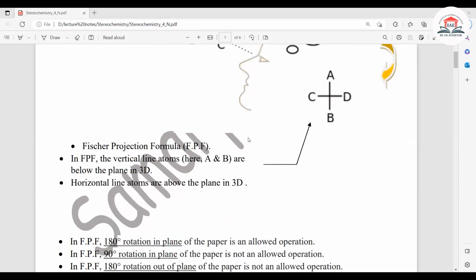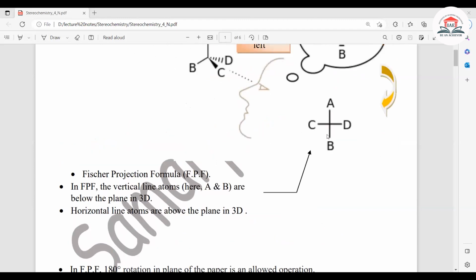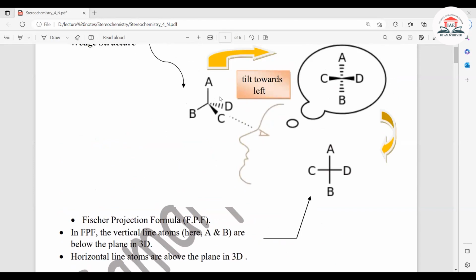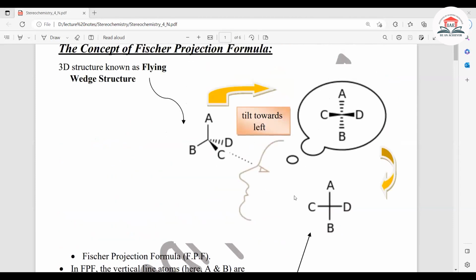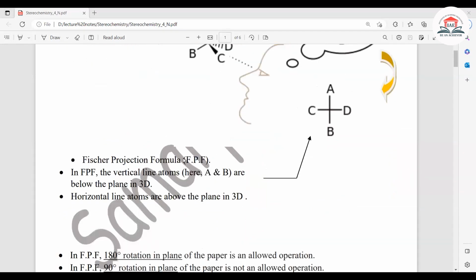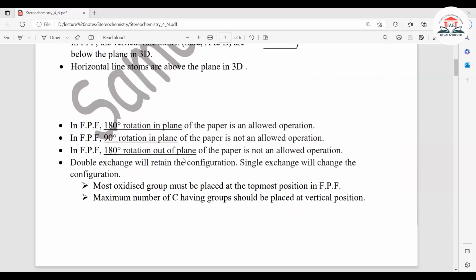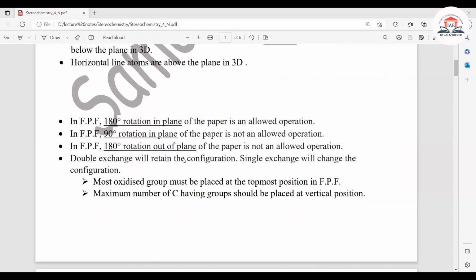In the Fischer projection formula, the vertical lines here are A and B, and the groups on the vertical line will be below the plane, and the groups on the horizontal line will be above the plane. In the Fischer projection formula, 180-degree rotation in plane is allowed. I already said this. 90-degree rotation is not allowed, and 180-degree out of plane rotation is not an allowed rotation.